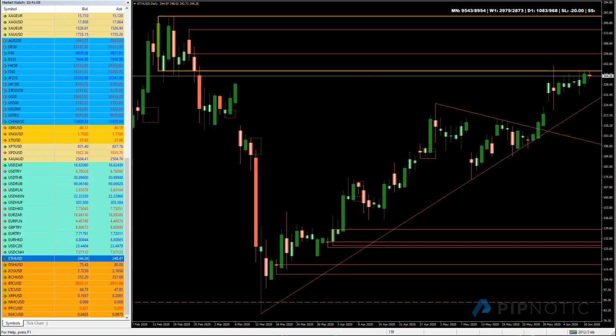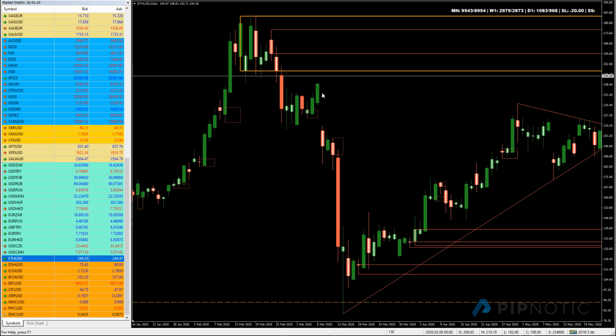So we'll do our technical analysis. We find the area of supply. Okay, this is the area of supply. It's a messy one, but we have a distribution candle just here.